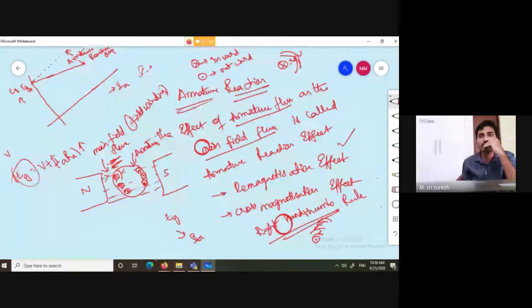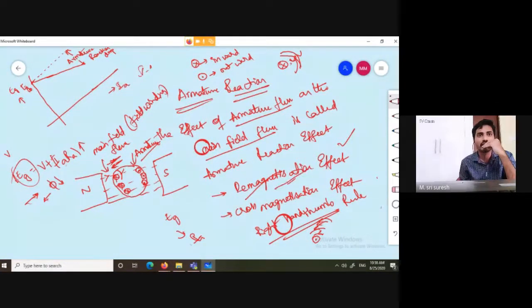The demagnetization effect means the main field flux is decreased by the armature flux. Why? Because the main field flux direction and the armature flux direction are opposite. Suppose the main field flux direction is like this and the armature conductor flux direction is like this. Both are opposite, so at that time the main field flux is decreased. That effect is called the demagnetization effect.